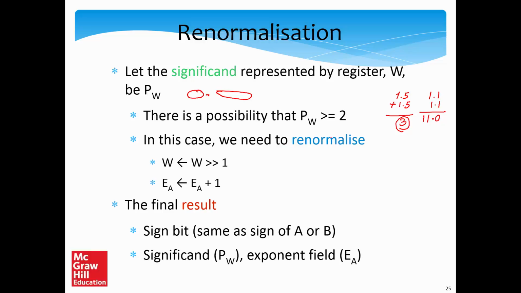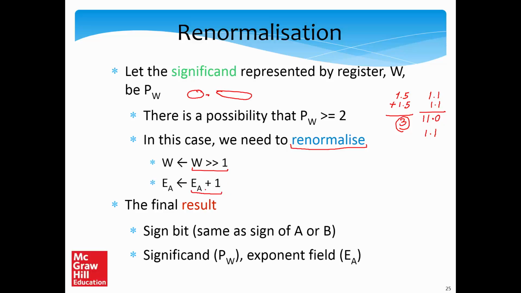So this is not a valid significand for us. In this case, we need to do something called renormalization. What we do is right shift, so 11.0 we make it 1.1. This is done by right shifting w by one position, and we increment the exponent ea, because ea is now the exponent of both.